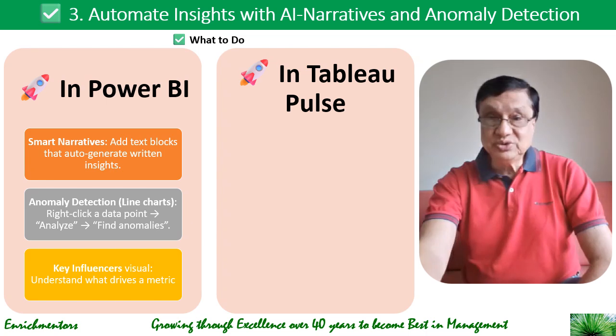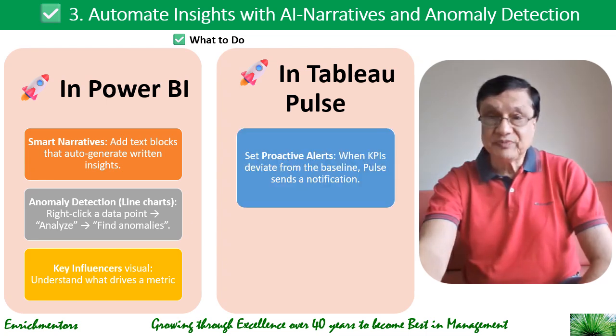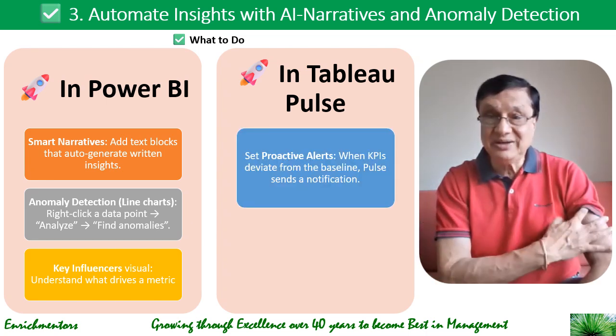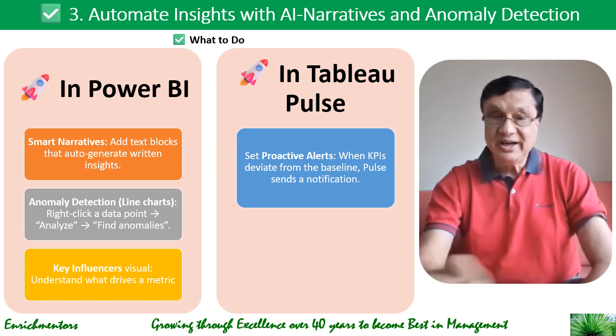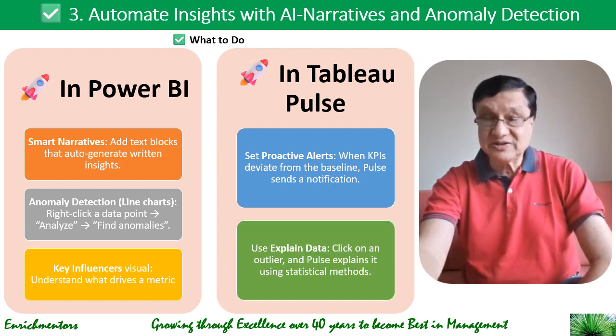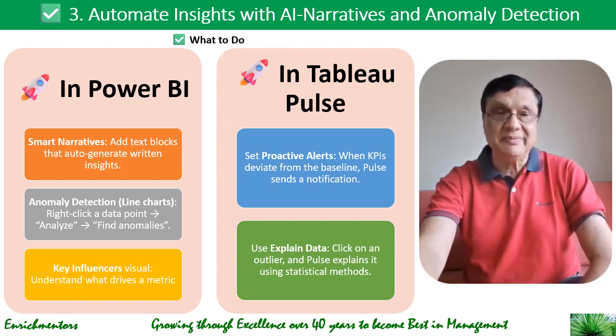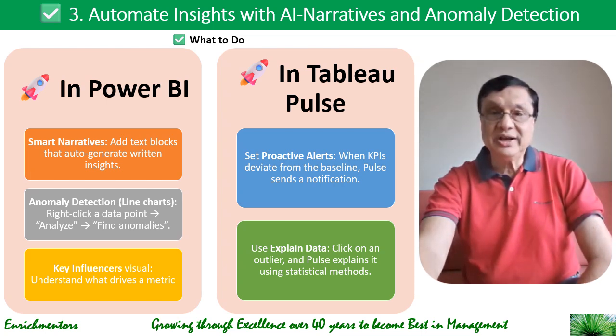Then in Tableau Pulse, you can set proactive alerts. When KPIs deviate from the baseline, Pulse will send a notification, and also use the feature of explain data. When you click on an outlier, Pulse explains it using statistical methods. So that's how you can get AI narratives, insights, and anomaly detection happening.